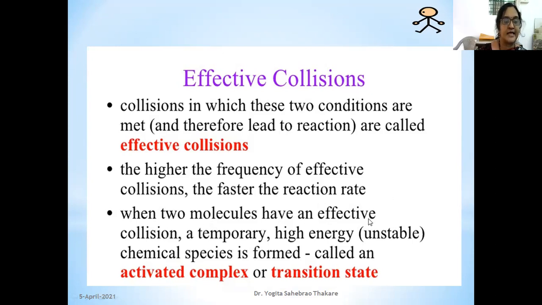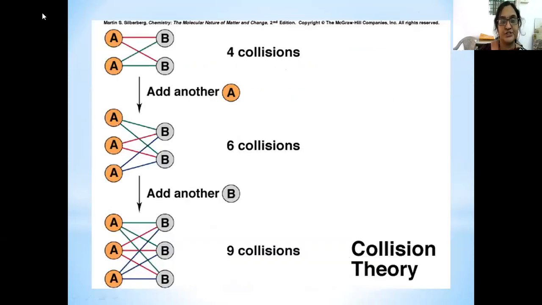When two molecules have an effective collision, a temporary, high-energy, unstable species is formed. That is called the activated complex or the transition state. Here, consider the reaction: suppose A plus B gives product AB.